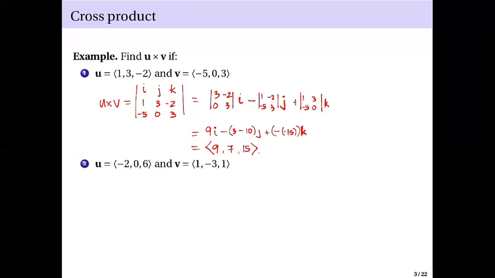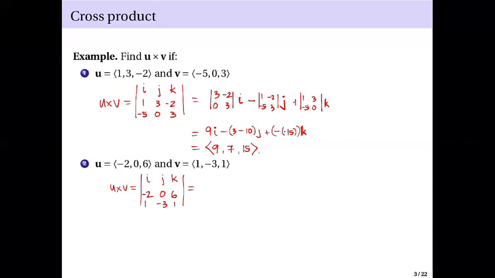For item number 2, let's do the same thing. You have the cross product of u and v. So it's the determinant of this matrix: i, j, k. For the second row, you have negative 2, 0, 6, and then for the third row, you have 1, negative 3, and then 1. So work on your desk and let us compare answers.